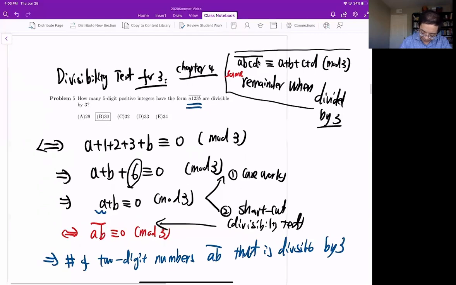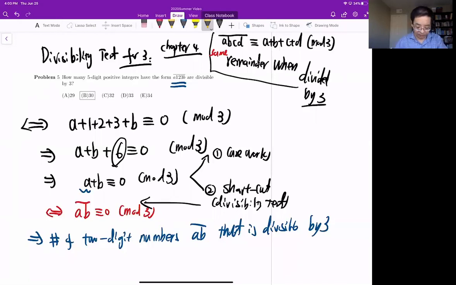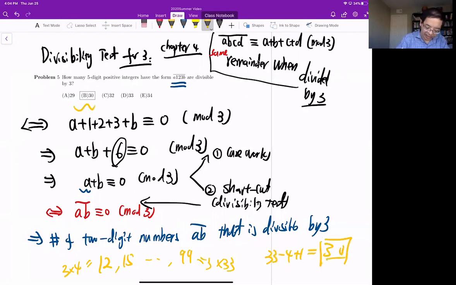That is very easy, right? The first one is obviously 12, and then 15, and all the way to the last two-digit one, which is 99. So this is 3 times 4, and this is 3 times 33. In total, you have 33 minus 4 plus 1, which is 30. So in total, we have 30 different pairs of A and B.